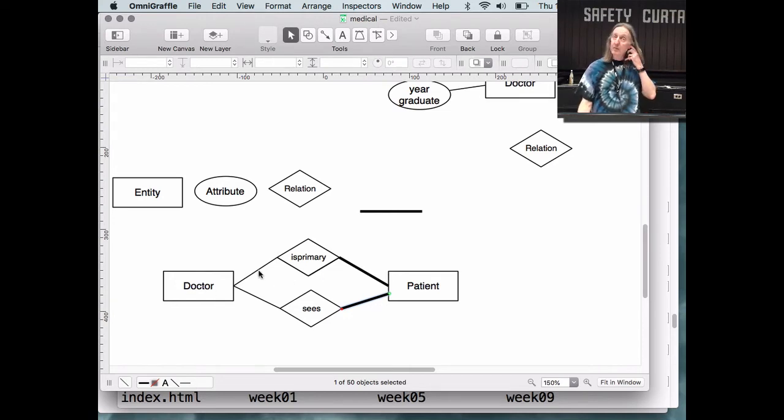A doctor, and more plausible, a doctor may not be the primary physician for any particular patient, so it makes sense to leave that partial. But there should be an arrow on the end of that line because every patient is associated with one primary doctor.